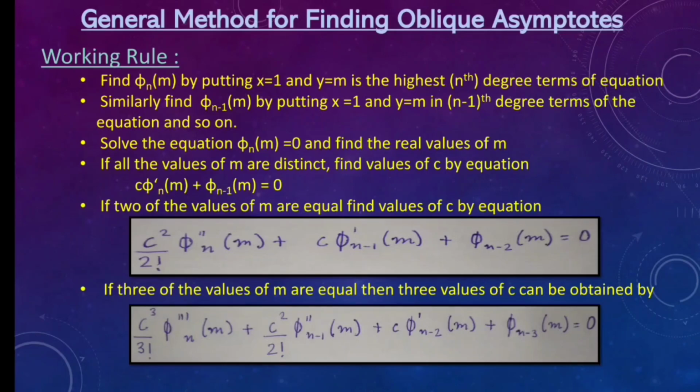So the working rule is, first of all we'll put x is equal to 1 and y is equal to m in the highest degree term of the equation and find phi n m, and similarly we'll put x is equal to 1 and y is equal to m in the second highest degree term, that is the n minus 1th degree term, and find phi n minus 1 m. And then we'll put phi n m to be equal to 0 and find the values of m.